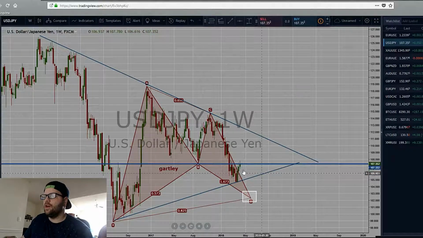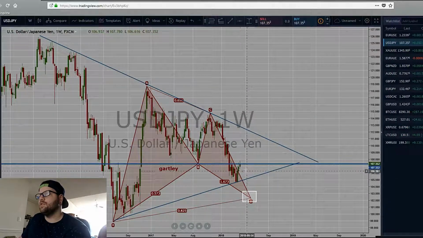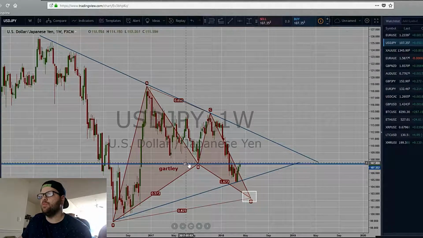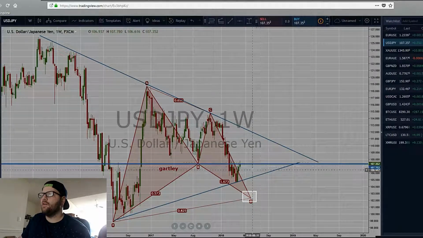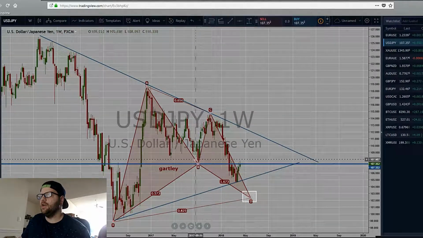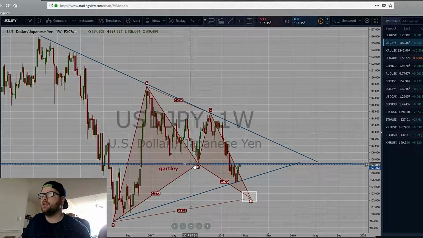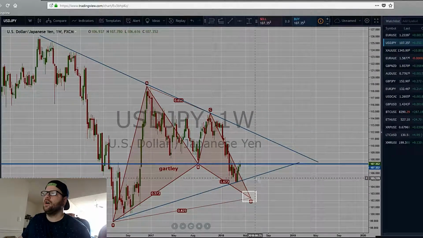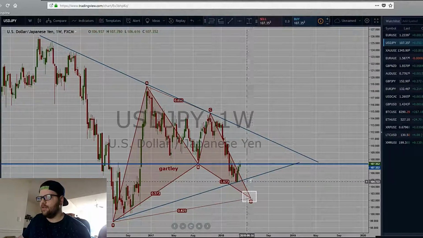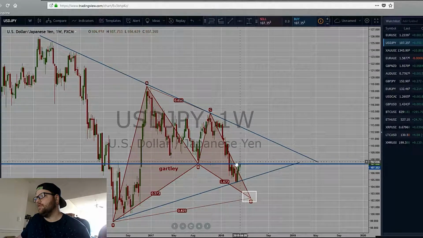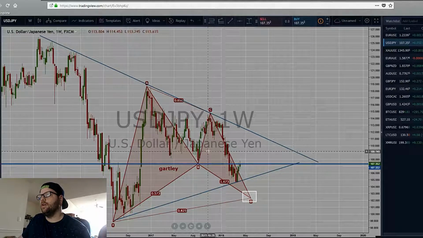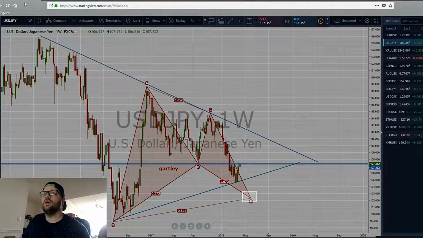I will say that on the lower time frames, what we're wanting to see is a break and a retest of this B level of the Gartley pattern in order to go bullish, and in order to go bearish, we need a clear rejection of this B level to the downside, and then you can trade it down to this trend line that I have drawn, or vice versa, you can trade it up to the trend line up here if it does go bullish.